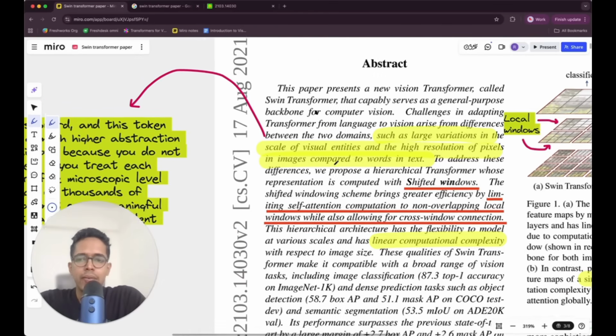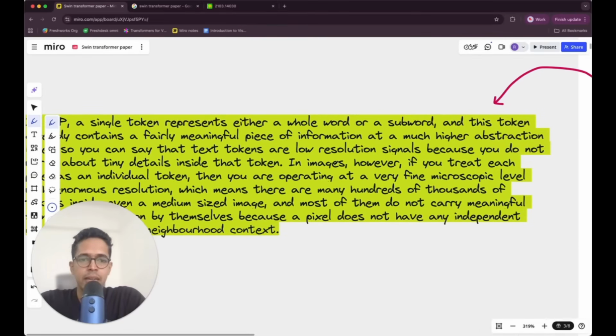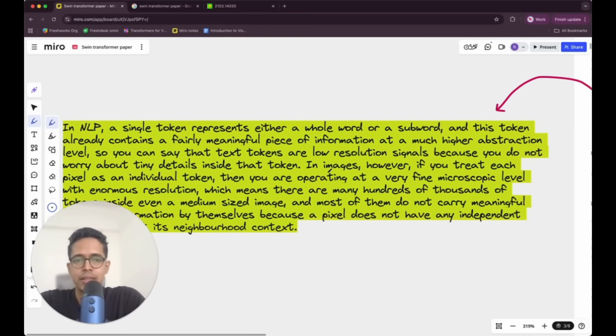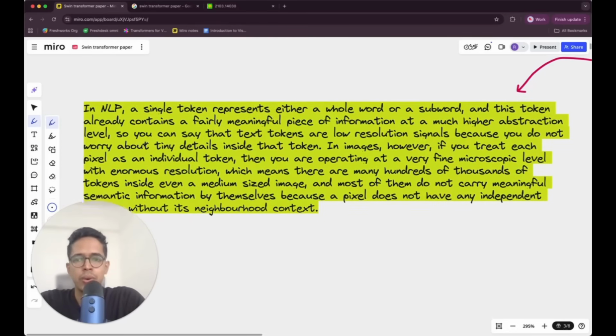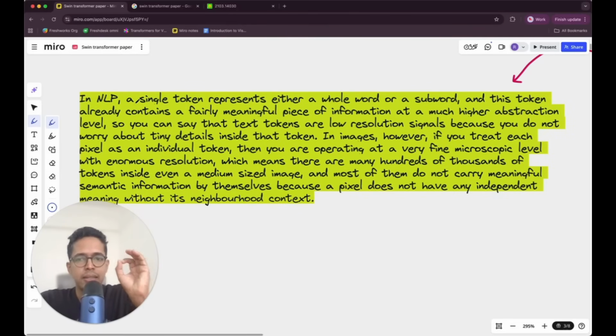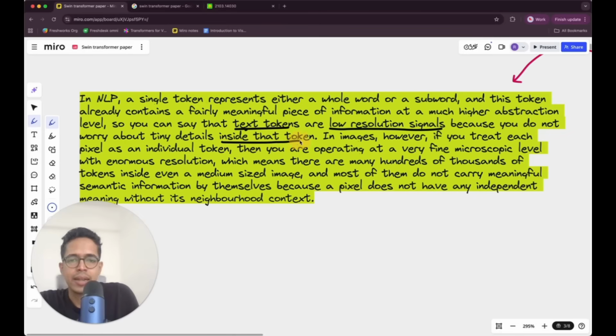So here I have borrowed a sentence which I got from ChatGPT. I thought it was a very nicely written sentence. That's the reason why I'm putting it here. I just want to read through this. In NLP, a single token represents either a whole word or subword, right? And this token already contains a fairly meaningful piece of information at a much higher abstraction level. So you can say that text tokens are low resolution signals because you do not worry about tiny details inside that token.